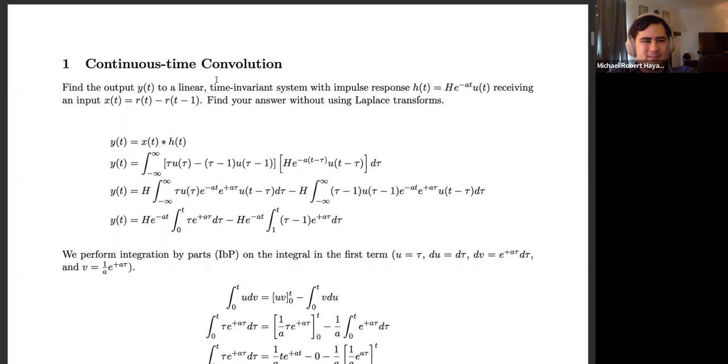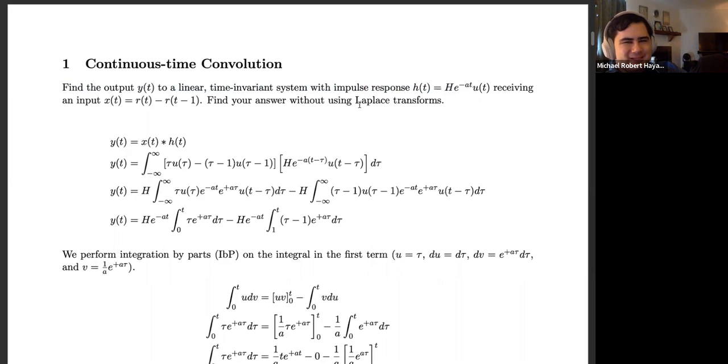We'll go big. So find the output y(t) to a linear time invariant system with impulse response h(t) equals e^(-at) u(t), receiving an input x(t) equals r(t) minus r(t minus 1). Find your answer without using Laplace transforms. So darn, we can't use Laplace transforms to figure out this problem.